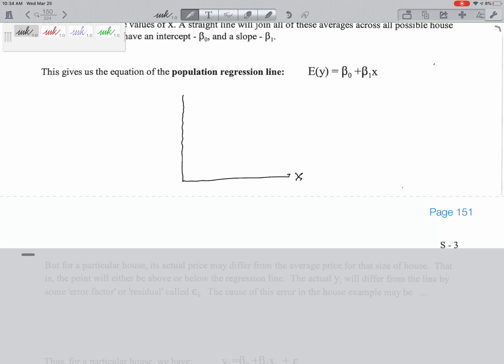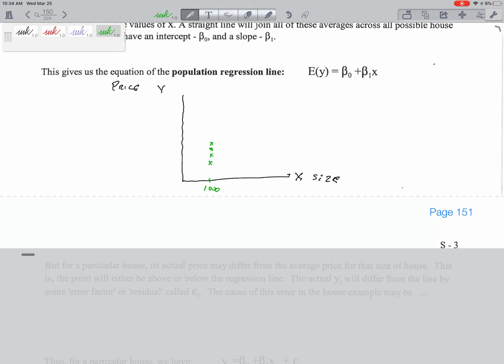We're going to have x equal to the size of the house, and y equal to the price of the house, like so. And this is what we would find: if we took a look at, let's say, 1,000 square foot houses, so fairly small houses, this is what we would end up with, that there would be a bunch of houses in the 1,000 square foot range here.